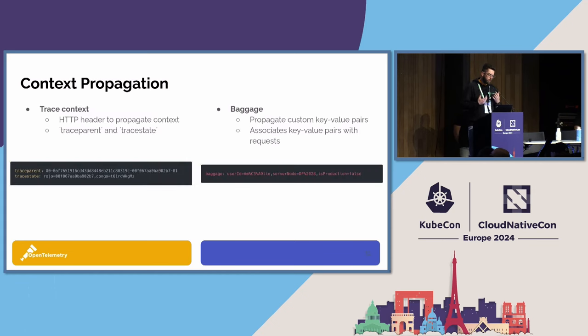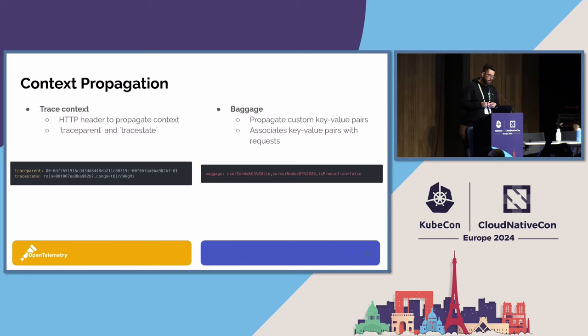There are two context propagation standards supported by OpenTelemetry. So we have the trace context, which recognizes the traceparent and tracestate headers, where traceparent gives us the information about the parent of the trace, and we have a tracestate which can include some more vendor-specific information related to the trace context.